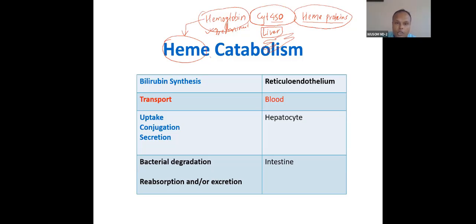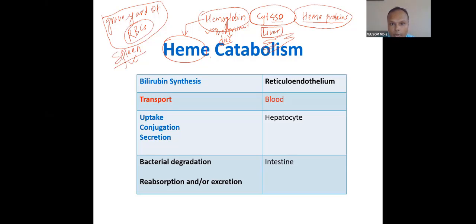After the RBC dies, where does it die? Can anybody tell me? What is the graveyard of RBC? Red blood corpuscles. Would it be the spleen? Yes, it is the spleen. So RBC will be degraded in the spleen.